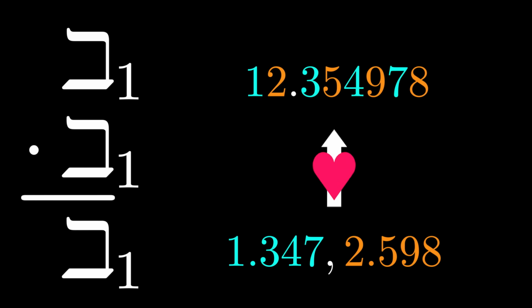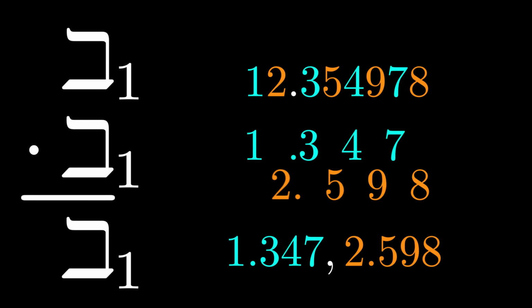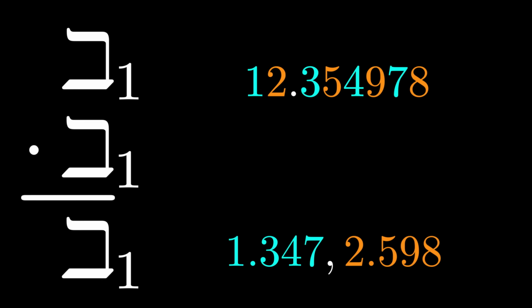ℵ1 times itself is also ℵ1. Every pair of real numbers can be assigned its own unique real number and vice versa, so the two sets must have equal cardinalities. You can perform this assignment by taking any pair and interleaving their digits to get a single real number. Deinterleaving lets you go the other way, assigning real numbers to pairs.